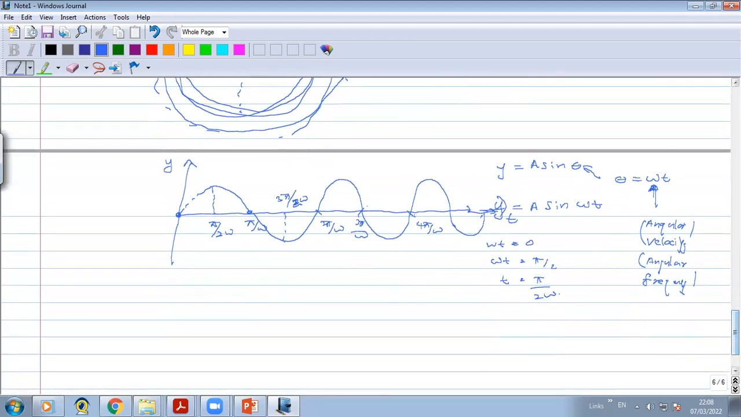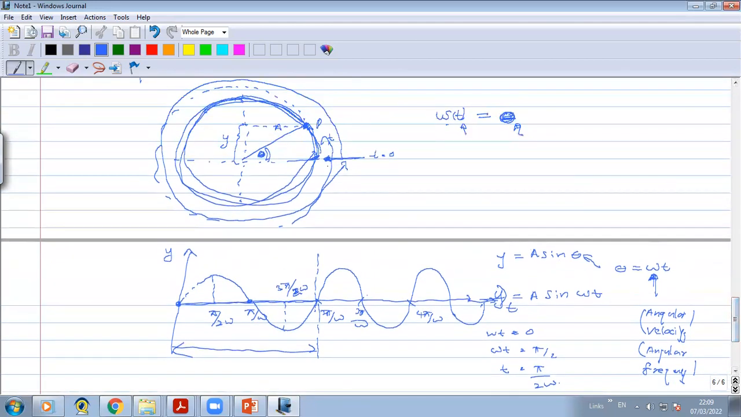If this is the time, if we take this total time from here to here, that is the time taken to complete one circle, no? That is the time this point takes to complete one circle. So this section we can say one circle from here to here.